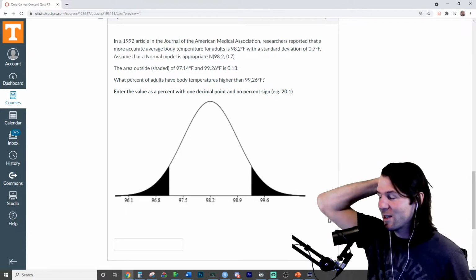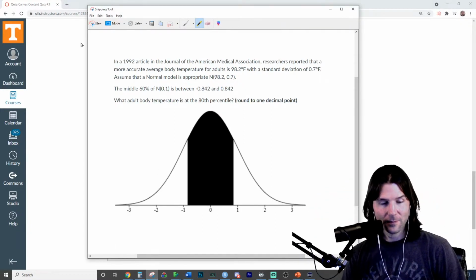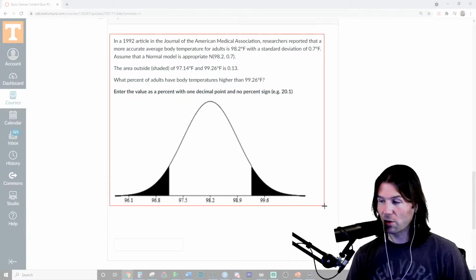This one looks a little bit easier, actually, because it gives the percentiles. So let's take a look. Let's solve this one. The best way to do this is on your scratch sheet of paper.